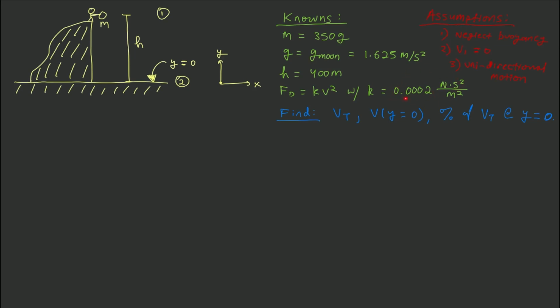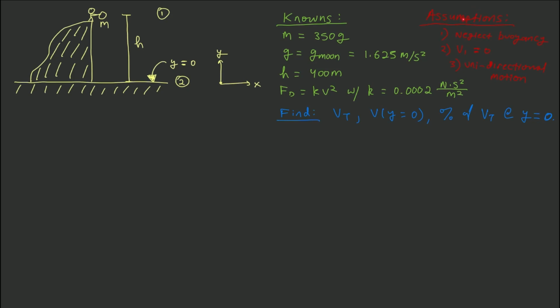Now it's worth noting that this k value is not universal. The value of k is going to be a function of the shape of the object and the density of the medium through which the object moves. It's not a universal value, but for this problem, it's given, so we're going to use it as given.